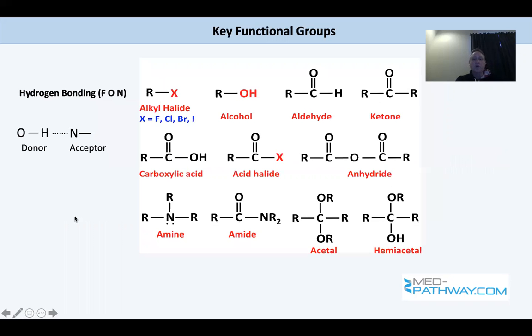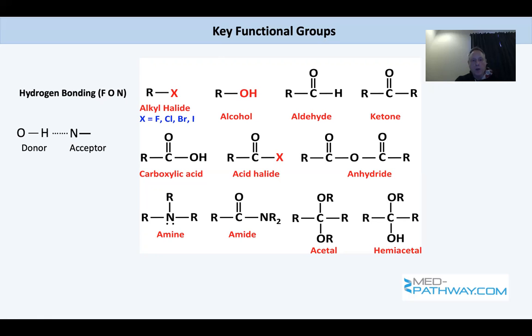So there are key functional groups we're going to go over. Here are just some of them. There are other ones as well. So we have alkyl halides, we have alcohols, aldehydes, and ketones. Here are the anhydrides. We're going to look at reactions for all of these, how to make them, and what they do in chemical reactions. Here are acid halides. Carboxylic acids, of course, are quite important. Amines, amides, and acetals and hemiacetals. We'll look over those, but we're going to look at them in the context of sugar chemistry.